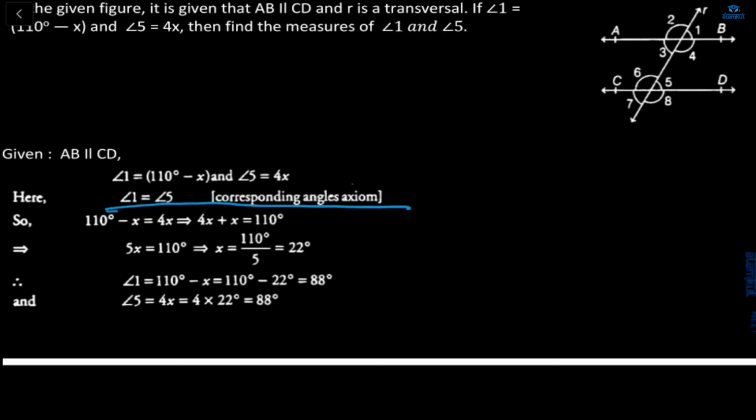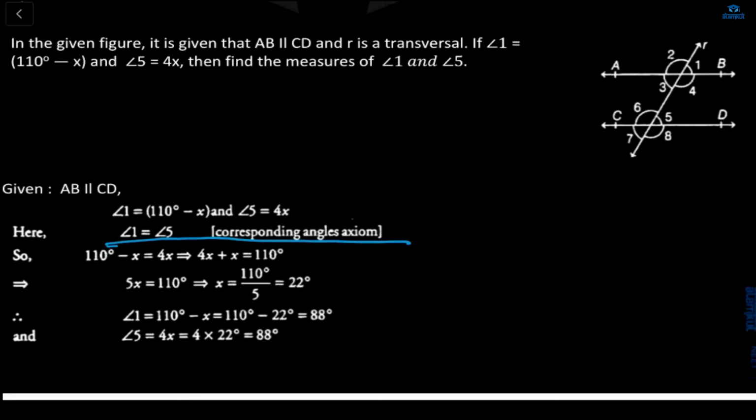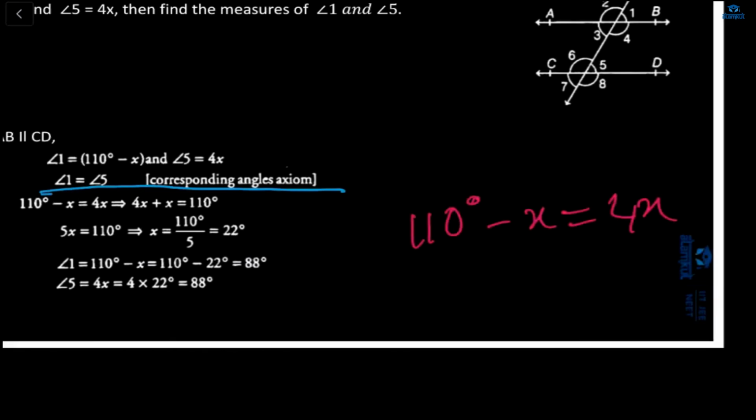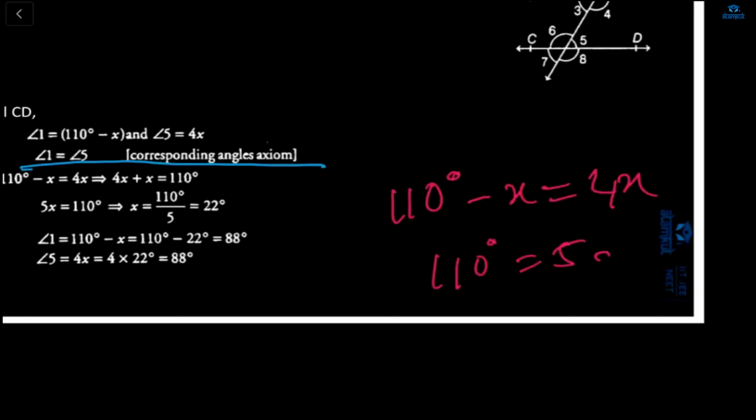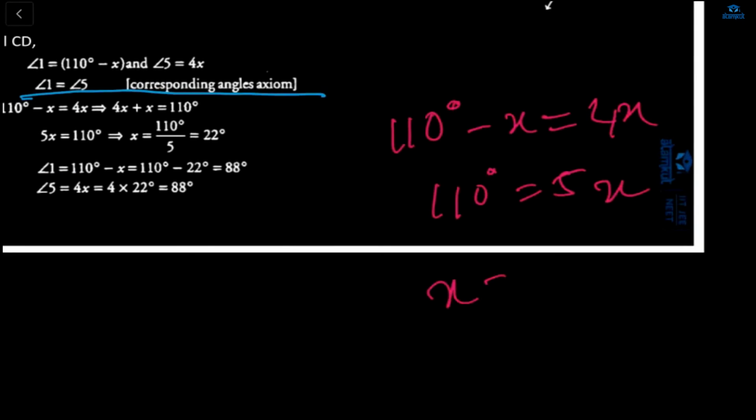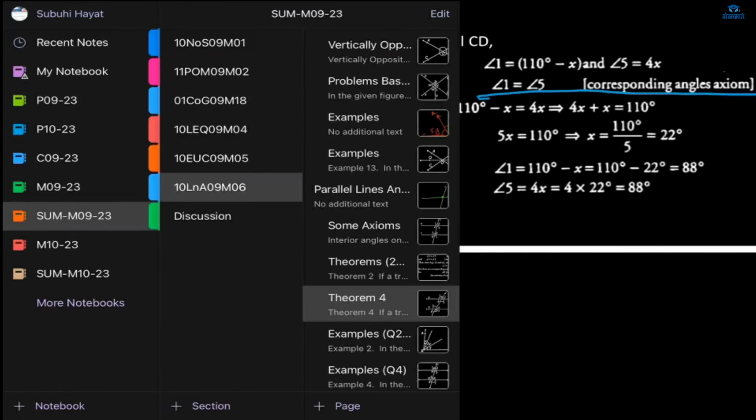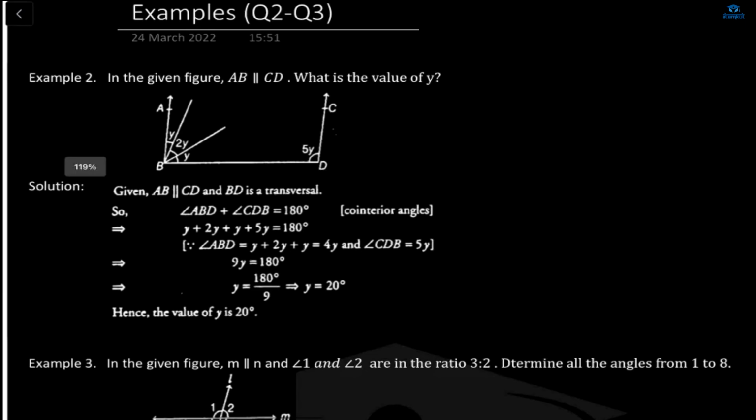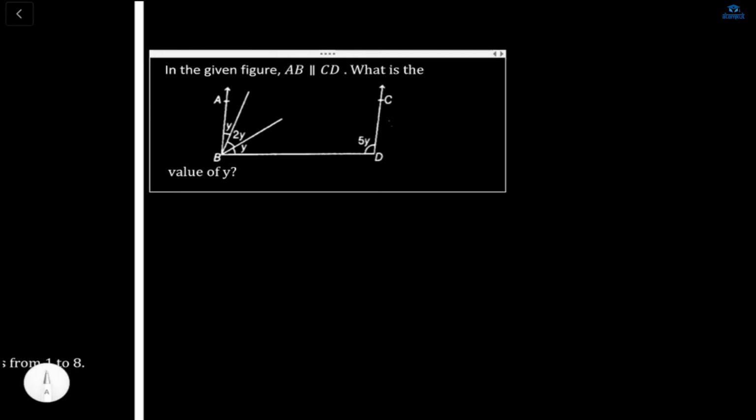So you can write directly that 110 degree minus X is equal to 4X. From here, 110 degree is equal to 5X. And from here, you can just directly write X is equal to 110 degree by 5. Okay? I don't have any doubt? No doubt. Now, again, a question. I'll just copy it.